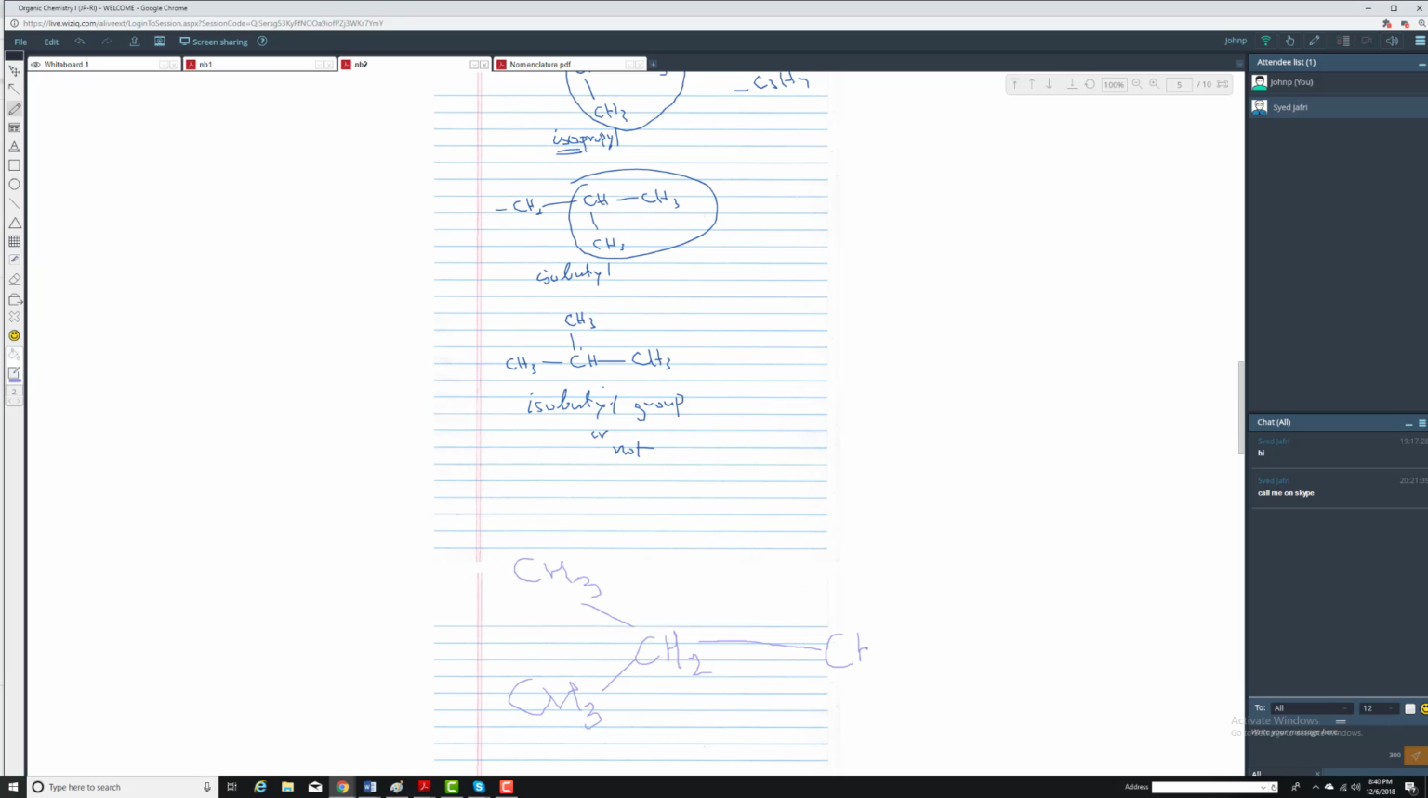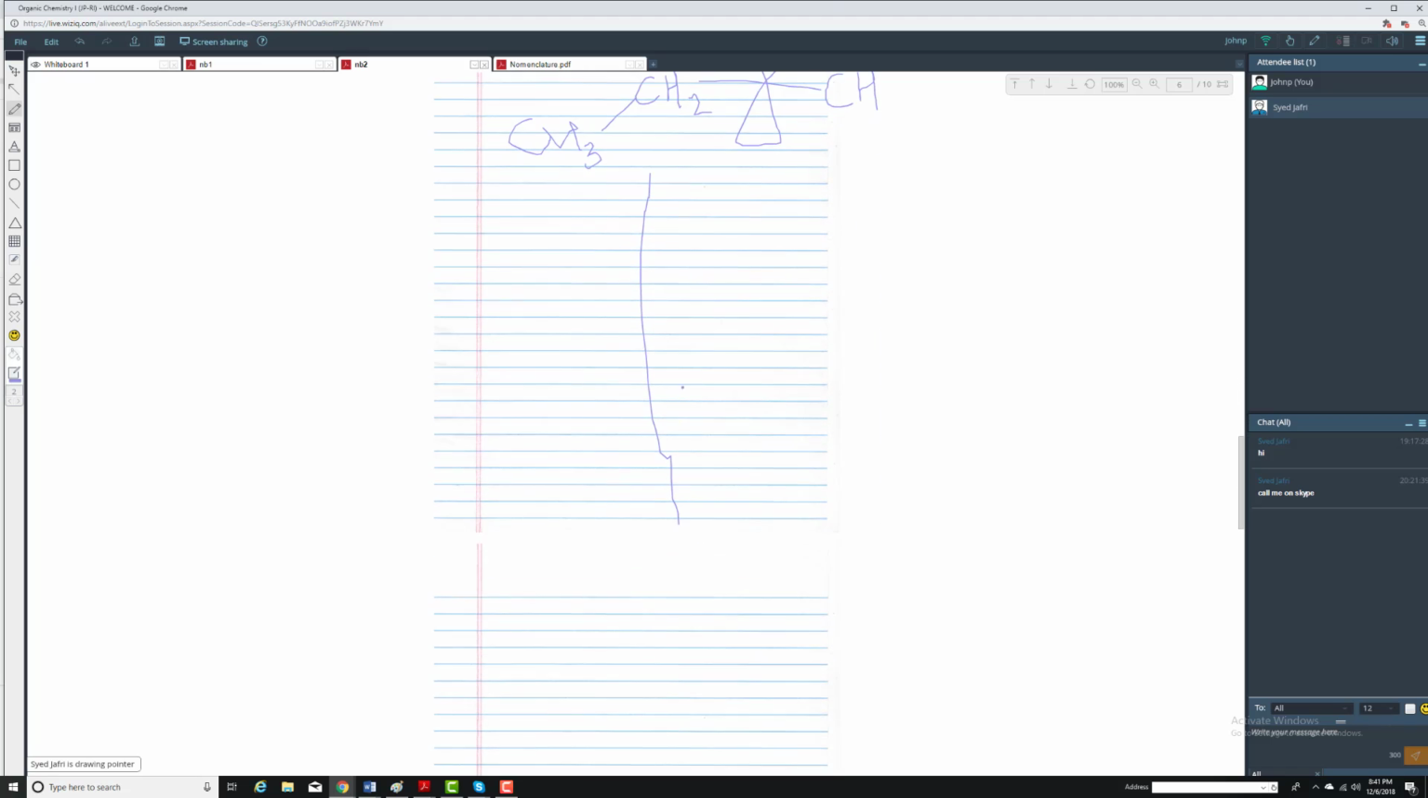Okay, I'm writing this. Hello, John. Something is wrong with this when you are making it. Can you tell me what's wrong here? Is this an isobutyl or no? Isobutyl group or not?